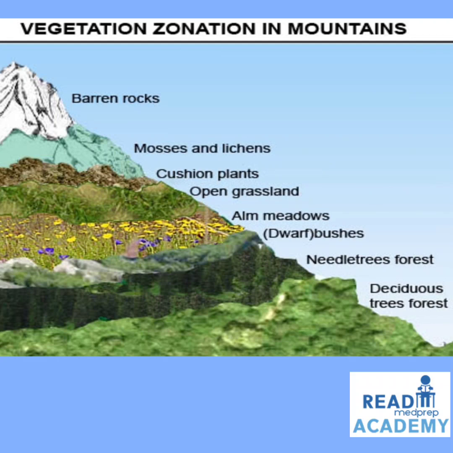Above that are the cushion plants. Then we see the mosses and the lichens just below the barren rocks, which is the top of the mountains. Thus the barren rocks have less vegetation, whereas the plateaus and the plains have more vegetation.